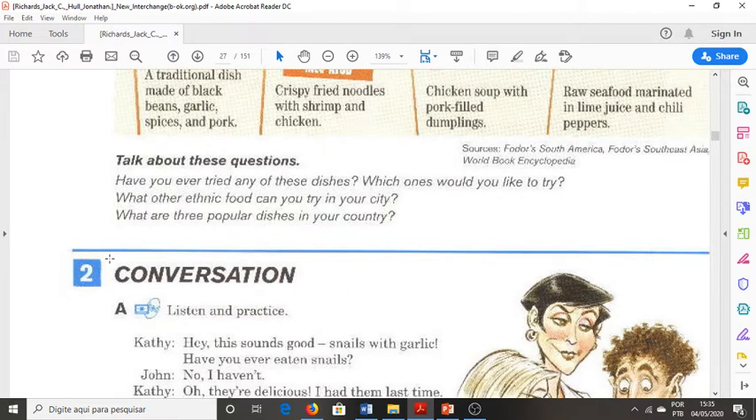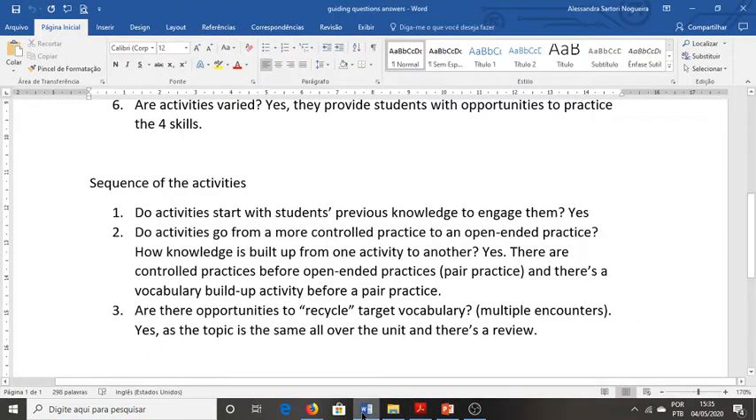Then, yes, this is number 1, if the activities start with students' previous knowledge. Yes, when you start talking about your own experiences, you become more interested in the topic to be discussed, right? Because it's very difficult for all the students to be interested in the topics. It's impossible. But one way of trying to bring students' attention is to start with their previous knowledge.